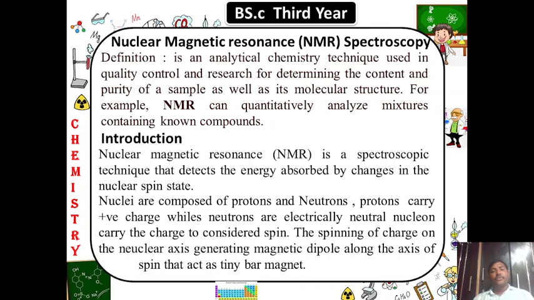Introduction to nuclear magnetic resonance spectroscopy. NMR is a spectroscopy technique that detects the energy absorbed by changes in the nuclear spin state. Nuclear spin means that there are two spins, one positive and another negative. The nuclei are composed of protons and neutrons. There are two types of particles mostly observed in nuclei, one is the proton and the other is the neutron.